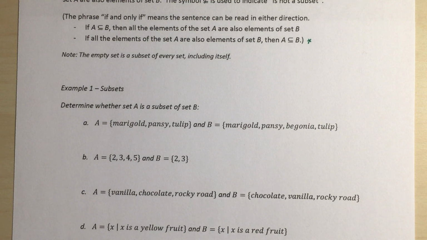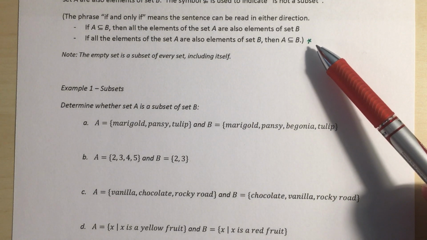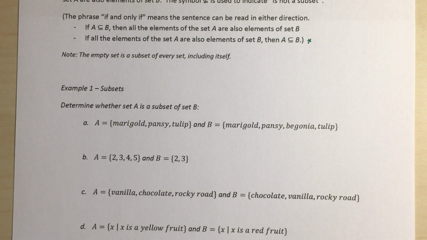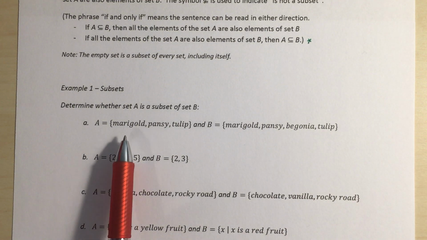Right, so for example A, set A includes marigold, pansy, and tulip. Set B includes marigold, pansy, begonia, and tulip. So how we're going to determine this, if we look at this little line up here that I have a little green star next to, that's what we're going to use to determine whether or not A is a subset of B. If all of the elements of set A are also elements of set B, then A is a subset of B.